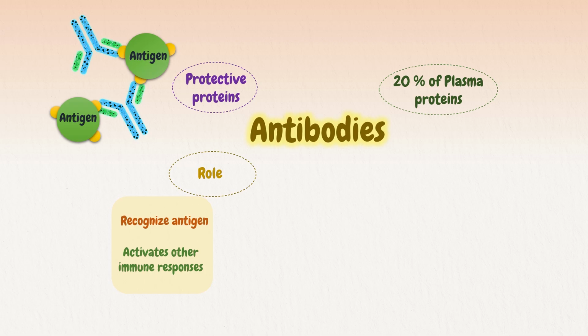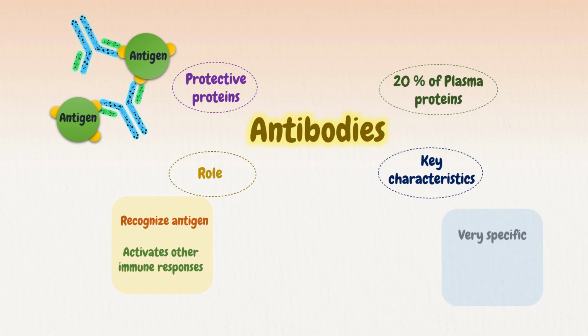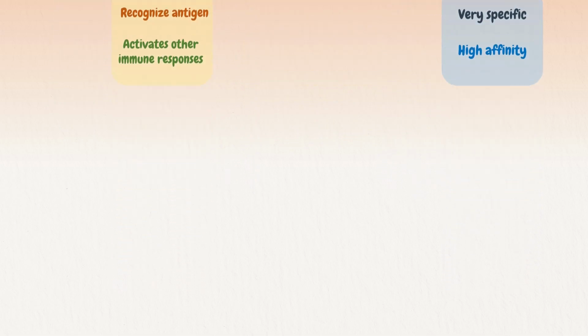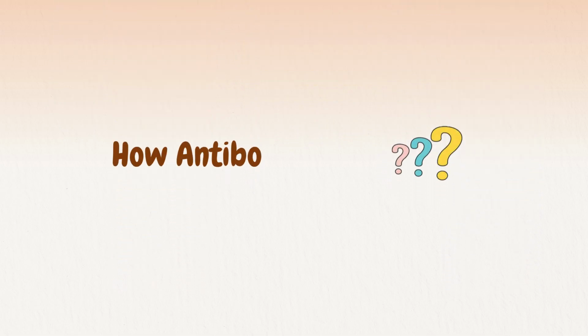Antibodies make up approximately 20% of the plasma proteins. And the two key characteristics of antibodies are that they are usually very specific in terms of binding only to a particular antigen, and that they have a high affinity, meaning they bind antigen very strongly. After knowing what an antibody is, let's look at how it works.